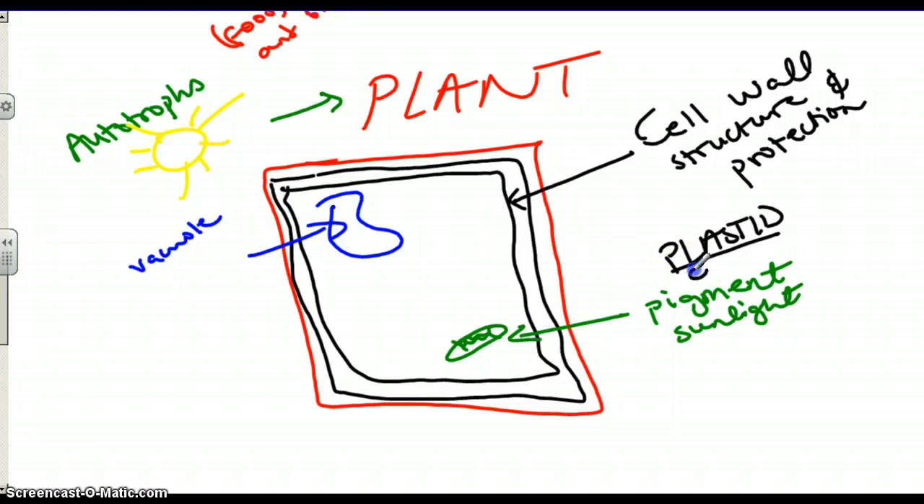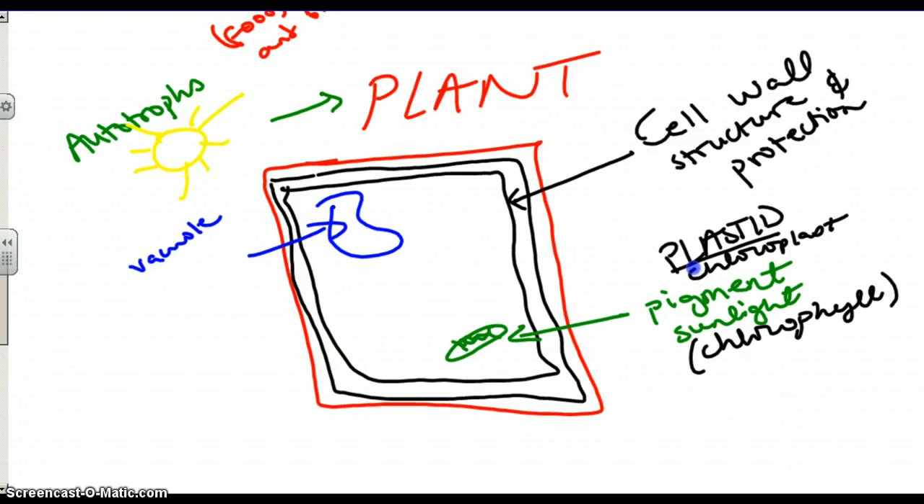So chloroplast. So chloroplast is a type of plastid, and the specific pigment that is within chloroplast is chlorophyll. So chlorophyll. So let's do a little review here just to make it straight. Chloroplast is the name of the organelle. This right here is the chloroplast.